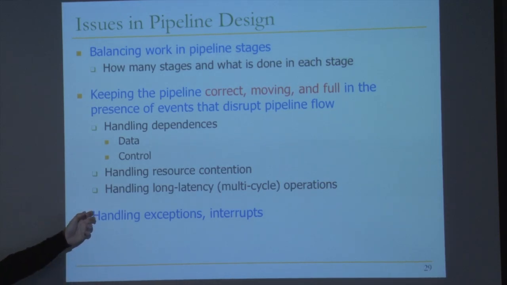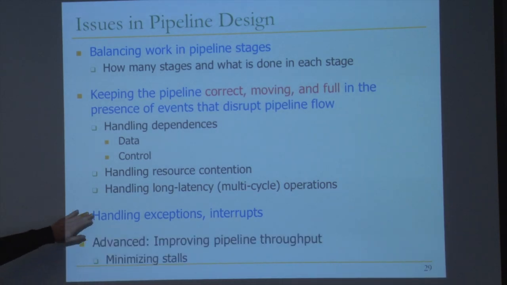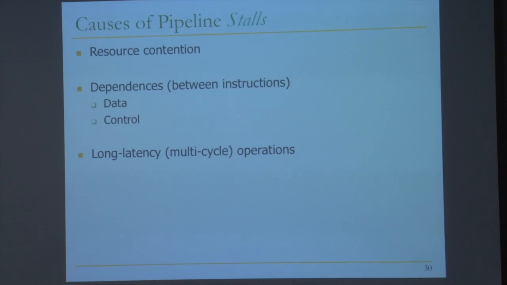We've changed the von Neumann model a little bit, right? We're processing multiple instructions per cycle internally, so it better have a clean state to handle exceptions and interrupts. And more advanced, how do you improve pipeline throughput? How do we minimize the stalls? We're going to talk about this actually right now too.